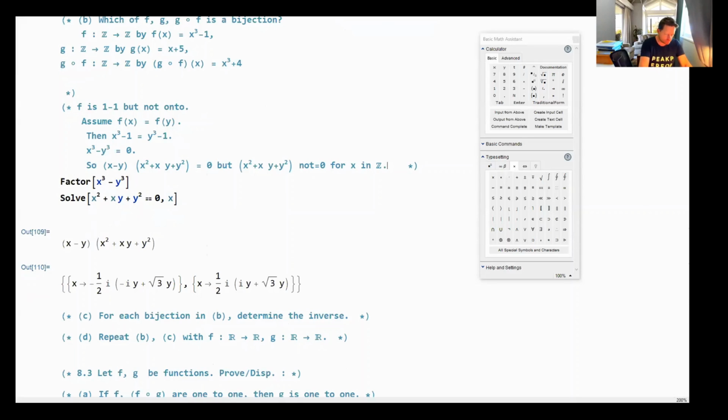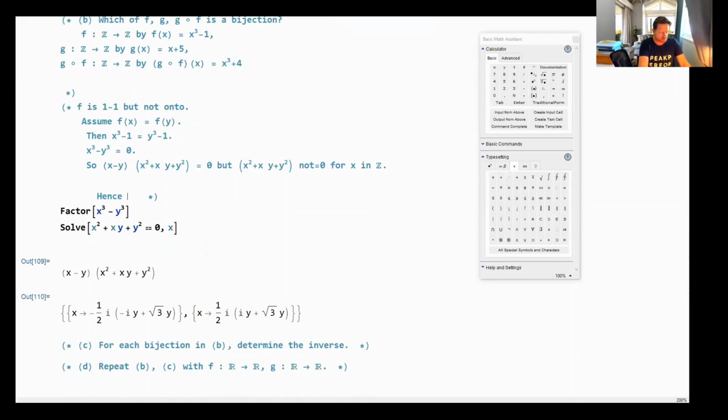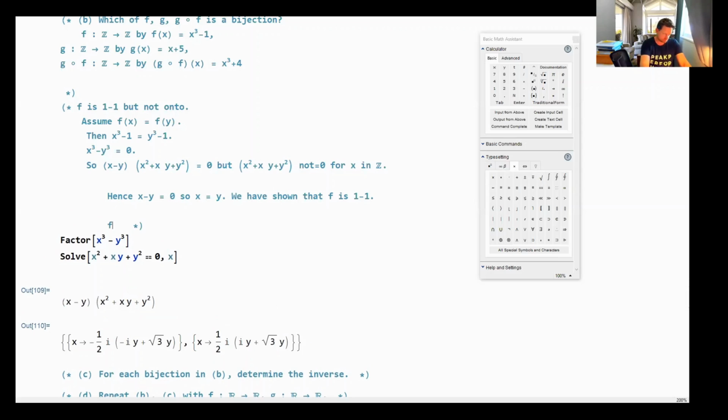Okay, and so hence x minus y is equal to 0, so x is equal to y. All right, we have shown that f is 1-to-1. Okay, so f is 1-to-1, but it's not onto. So f is not onto. Okay, and we'll take an example. There is no x such that f of x is equal to 1.